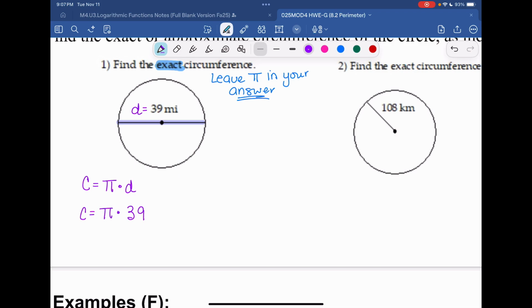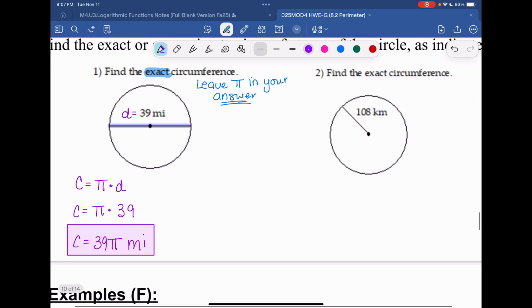And I'm not going to put that in my calculator because if I put that in my calculator, I am going to get a decimal, and I don't want that because I want an exact answer. So I'm just going to say that my answer is 39 pi. But I always want to have units, so I'm going to have 39 pi miles. Okay. Let's get another one.